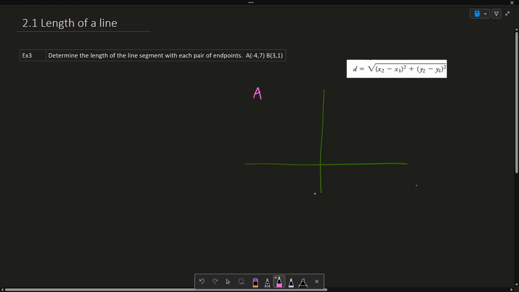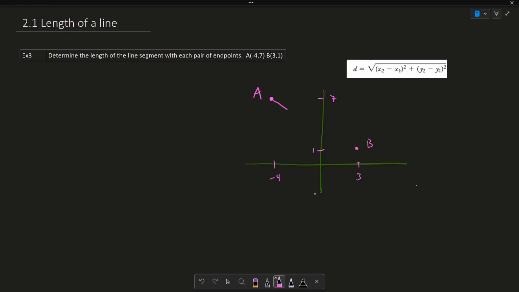A is over here, -4 and 7. And B looks to be 3 is the x-coordinate, and 1 is the y-coordinate. So there's B right there. And I'll try and connect those 2 points. It's pretty good, not too bad.